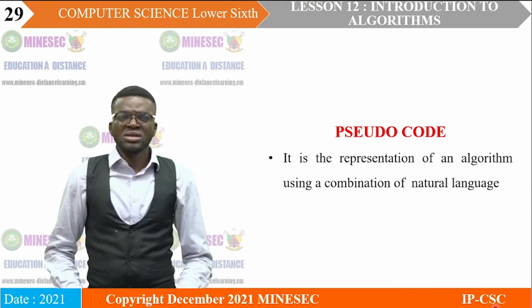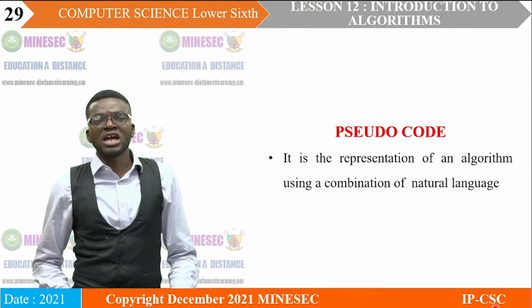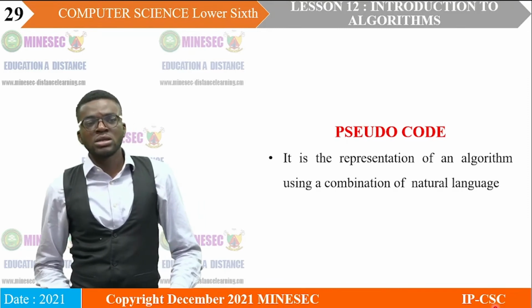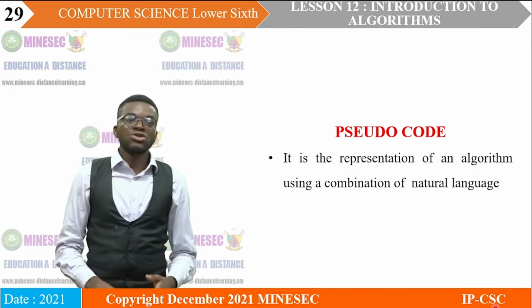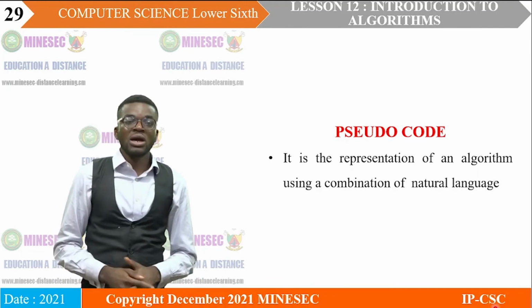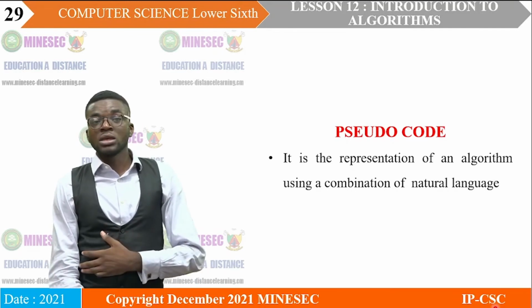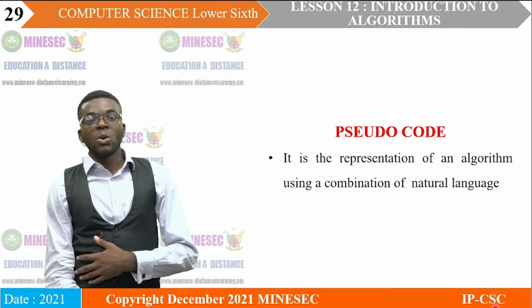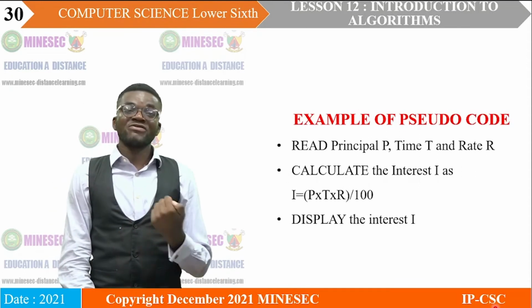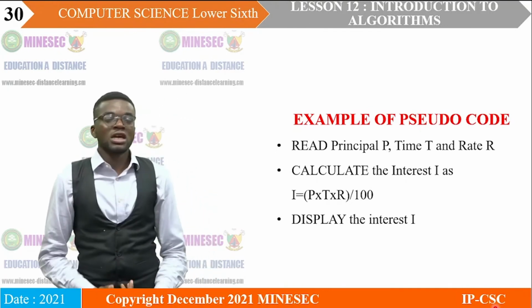Pseudocode is the representation of an algorithm using a combination of natural language. So pseudocode is simply the representation of an algorithm using natural language. You can design an algorithm using natural language, being English, French, Spanish, Chinese, or whatever natural language you deem fit.